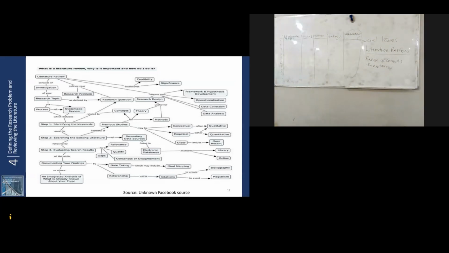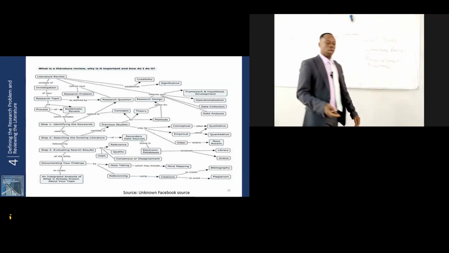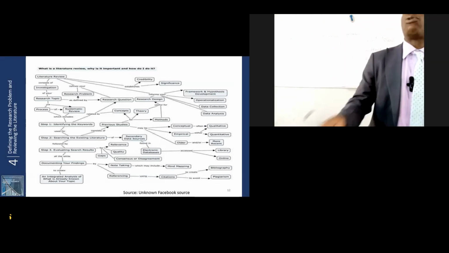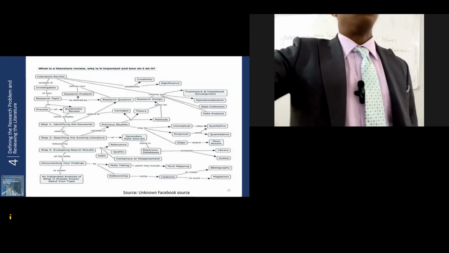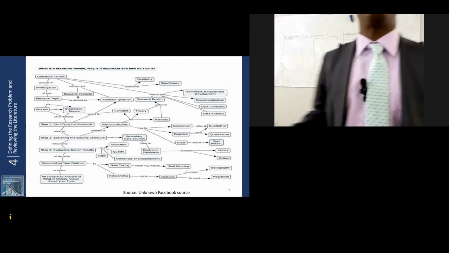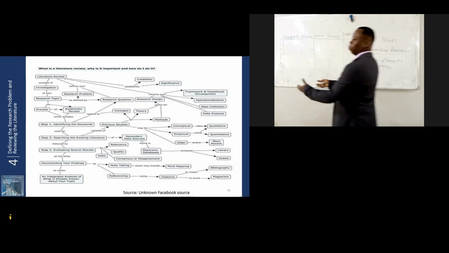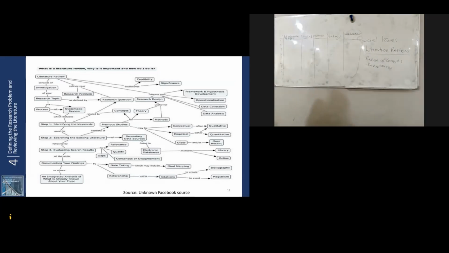Because the literature may define a concept differently. So how do you define a household? Some literature will say that a household is a group of people who eat from the same pot. They eat from the same pot. It means that when they serve food, all of them serve it from the same pot.